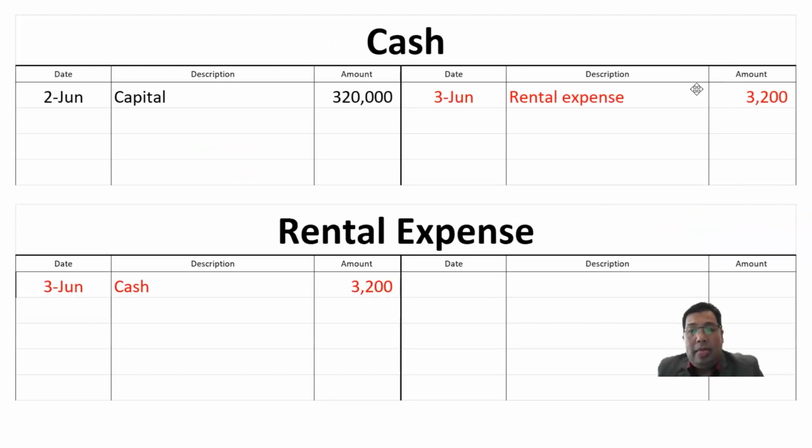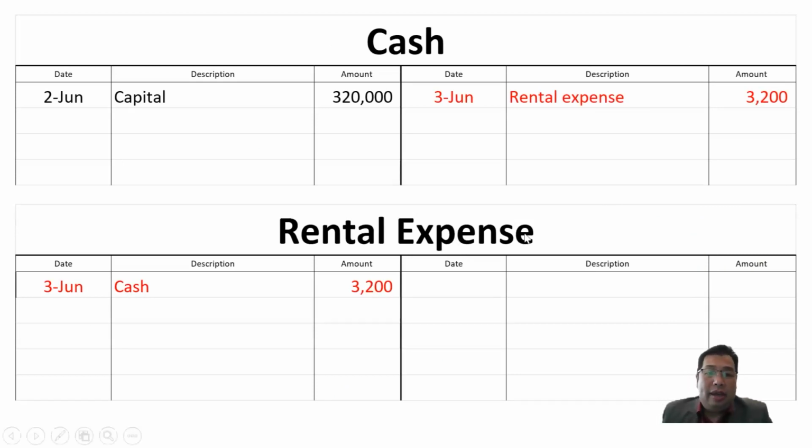You can see here our rental expense. I'm going to debit 3,200, put the date, 3rd June. What is the method of paying this rental expense? It's by cash, so I'm going to put by cash. If I were given these accounts, I know that this is the expense account. On 3rd June, I paid rental expense by cash, 3,200. Okay, that is for rental, for the debit side.